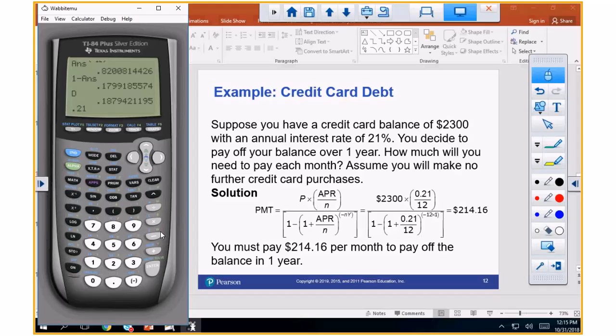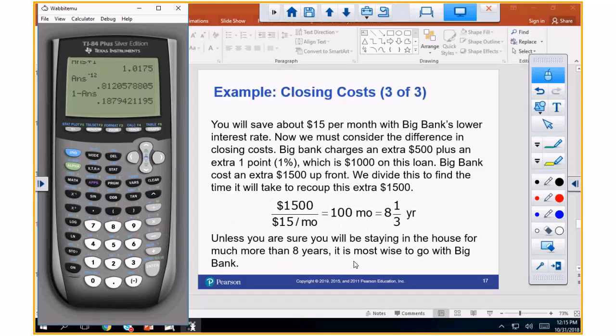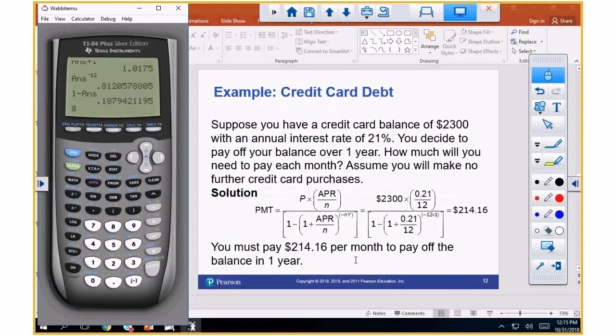0.21 divided by 12. Enter. Plus 1. Enter. Raised to the negative 12th power equals. And then 1 minus inverse answer. Okay, that's the right answer, 0.1879. I don't know what happened on that first run. 0.1879 is your answer. Did you get that? Mm-hmm. Okay. All right, so let's go to the next one. Let's get to a real world one.